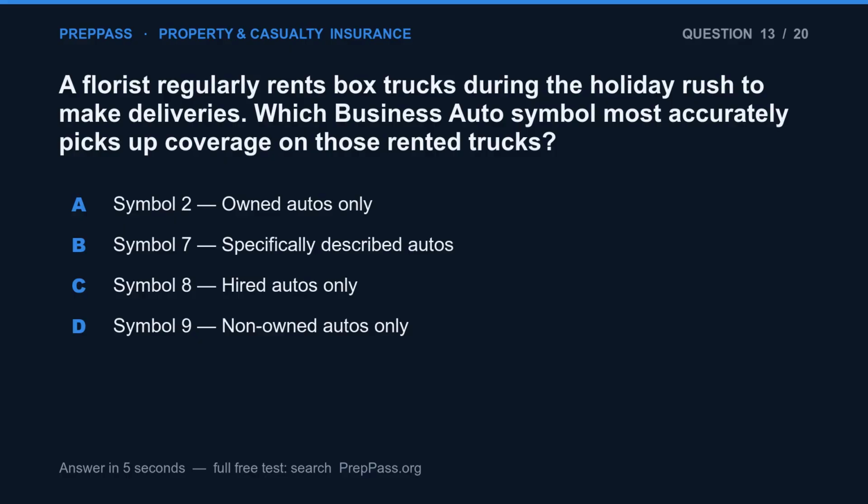Question 13. A florist regularly rents box trucks during the holiday rush to make deliveries. Which business auto symbol most accurately picks up coverage on those rented trucks? A. Symbol 2, owned autos only. B. Symbol 7, specifically described autos. C. Symbol 8, hired autos only. D. Symbol 9, non-owned autos only.